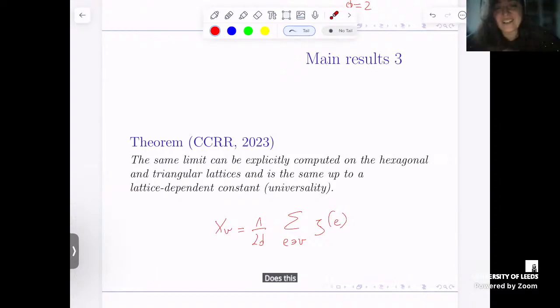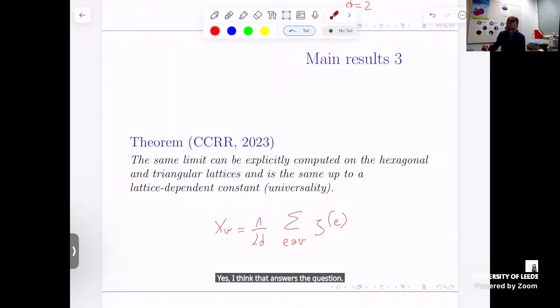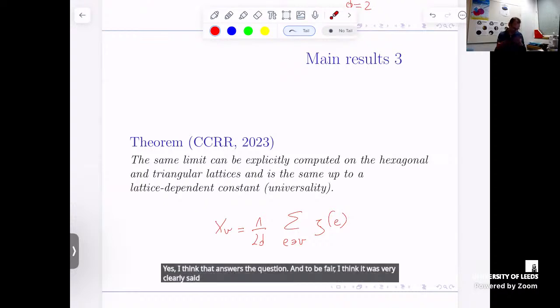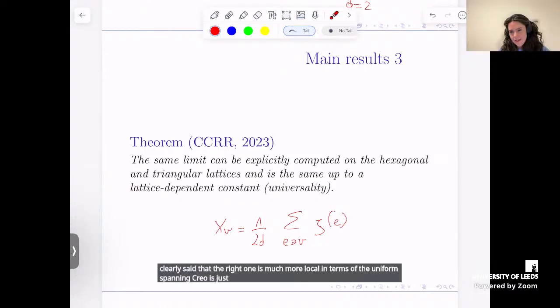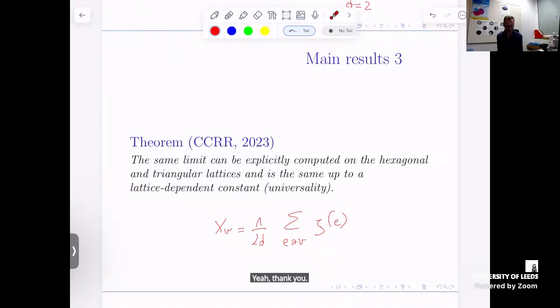I'm sorry, I didn't. Yes, I think that answers the question. Yeah. And to be fair, I think it was very clearly said that the height 1 is much more local in terms of the uniform spanning tree. I was just maybe, yeah. Thank you for the talk, and thank you for the answer.